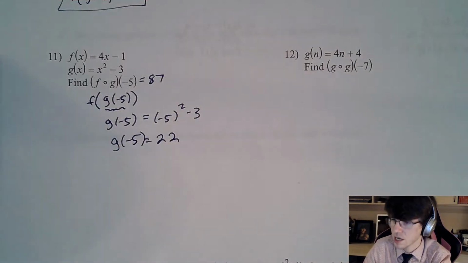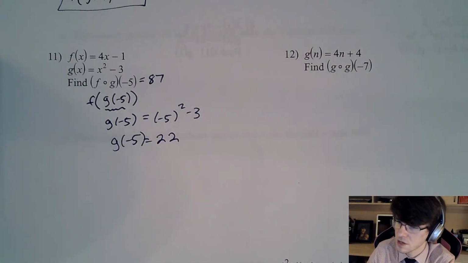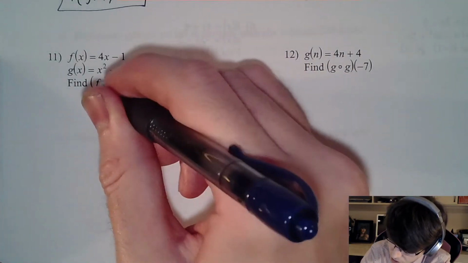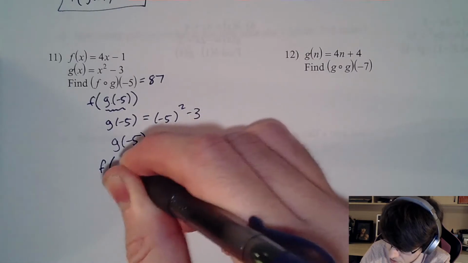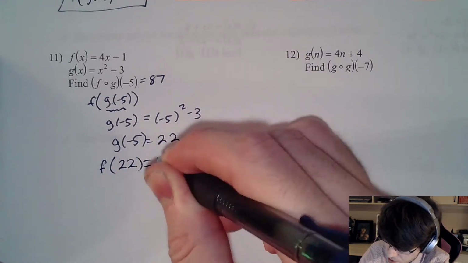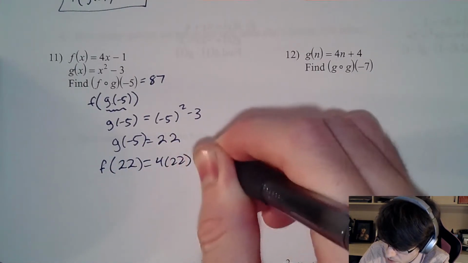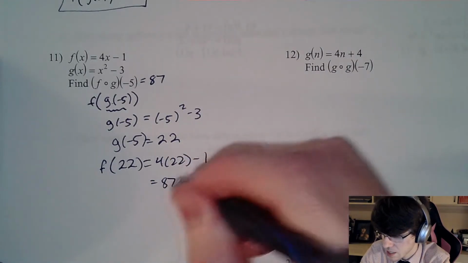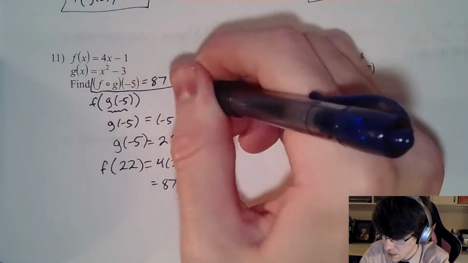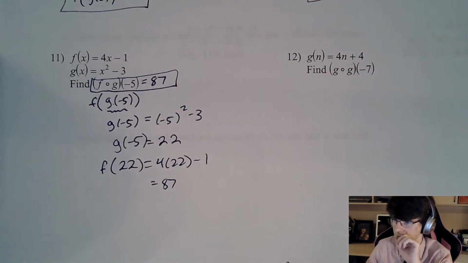Again, please use that calculator to your advantage. And now we're going to look for f of g of negative 5. So we're doing f of 22, which is 4 times 22 minus 1. 4 times 22 is 88. 88 minus 1 is 87, just like we said. Let's circle this as our right answer.